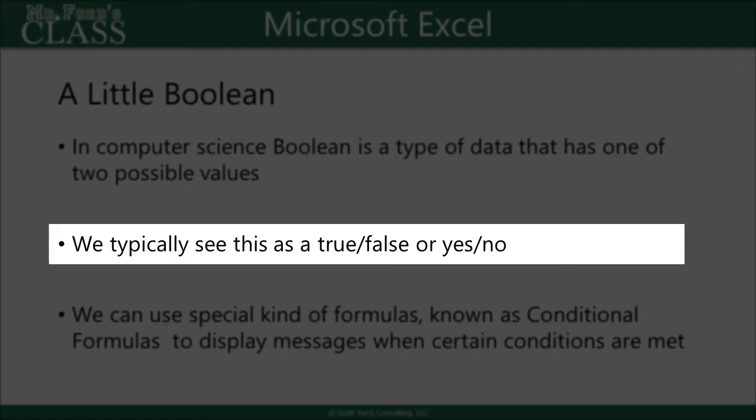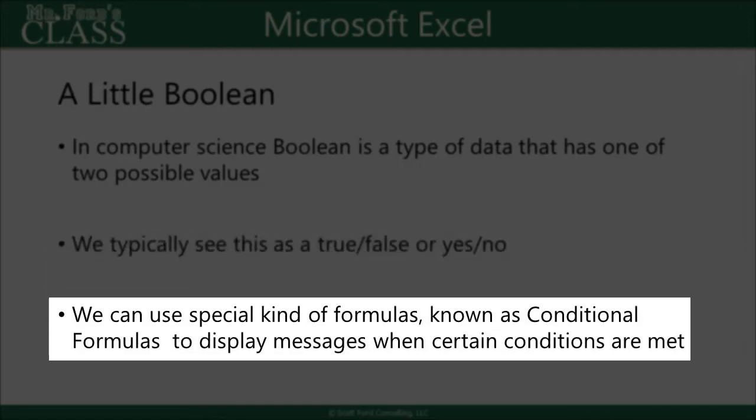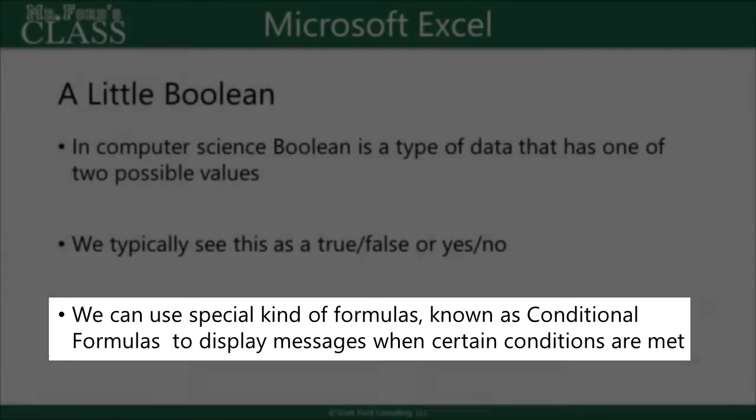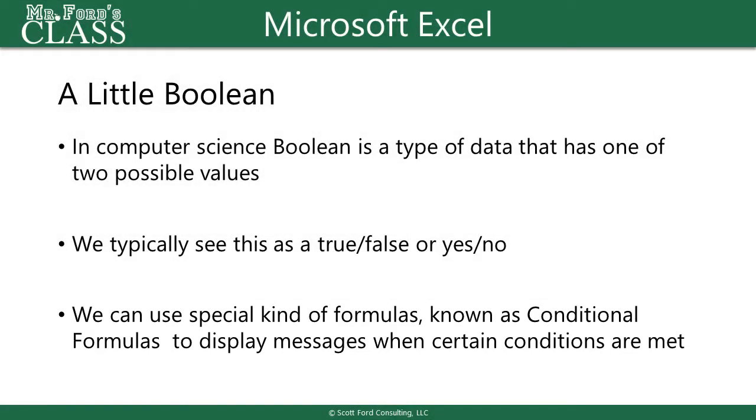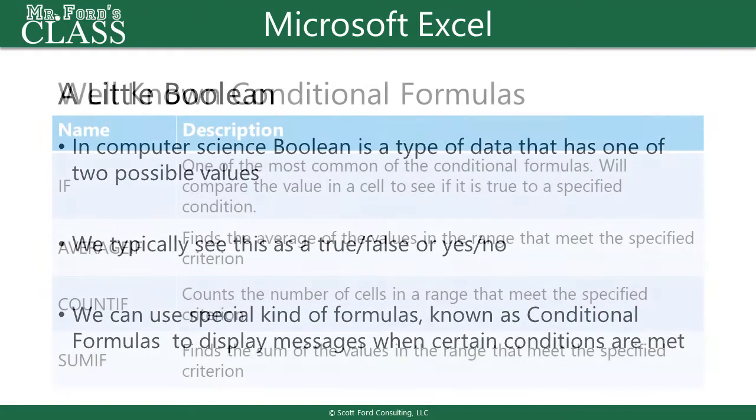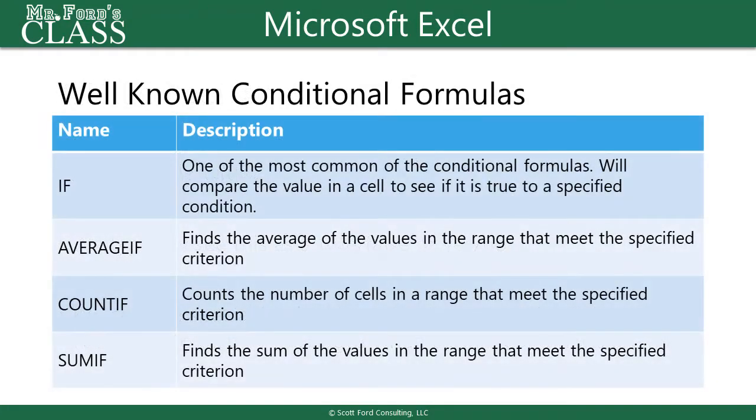So this is Boolean, and we can use special kinds of formulas in Excel known as conditional formulas to display messages when certain criterion happen. When we specify certain things that have to be true, this is where we see the real magic of the conditional formulas. Speaking of conditional formulas, we're going to take a look at four, and you heard about this in the objectives in this unit.